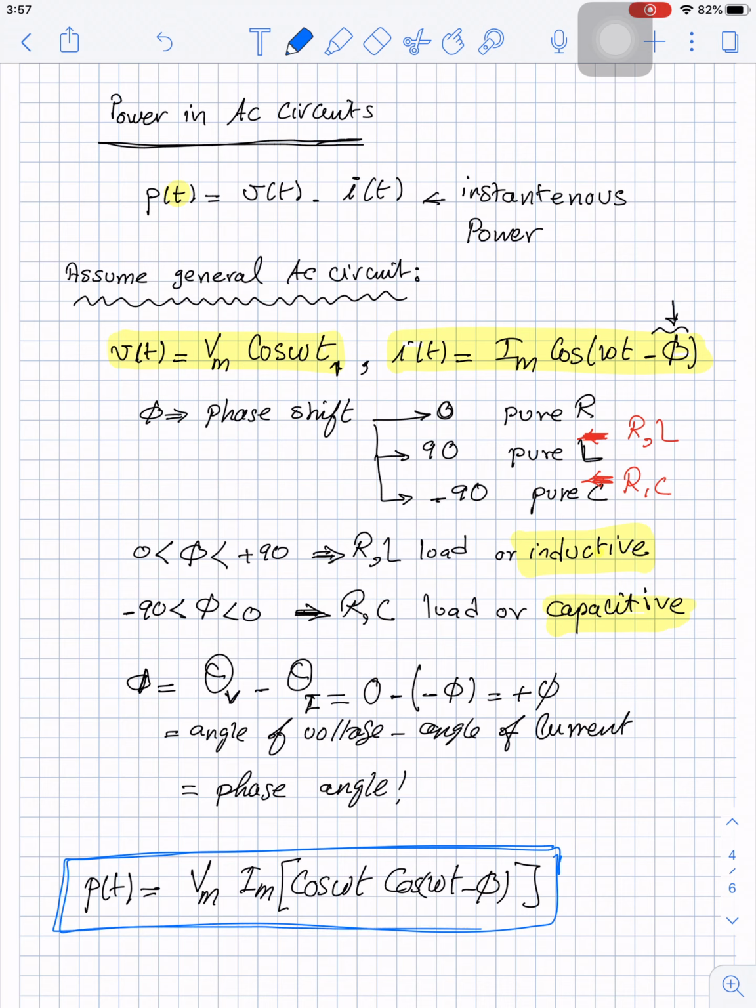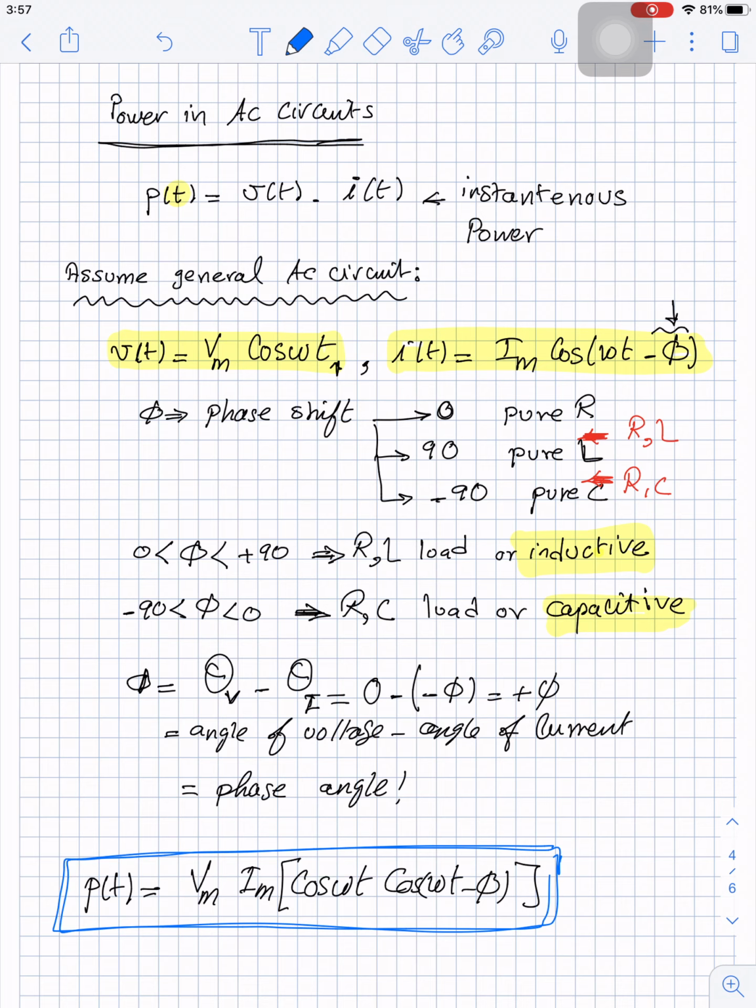This will give you the power as function of time for any element. By adjusting phi, you can get the power as function of time for R or for L or for C or for RL or for RC or for LC, any combination.